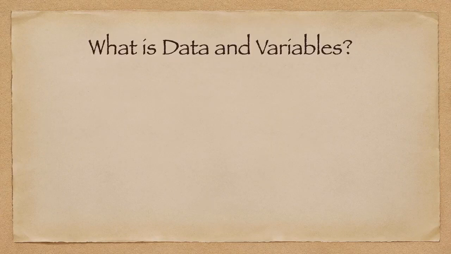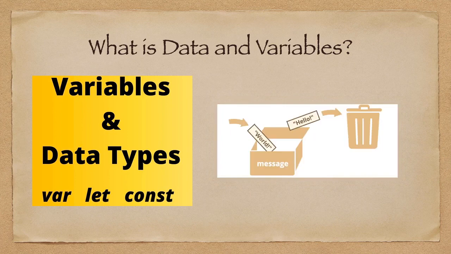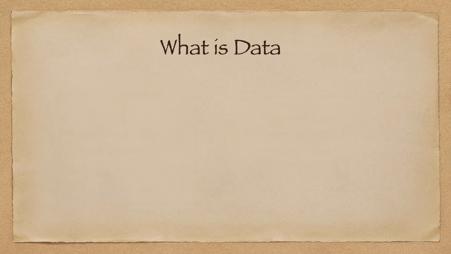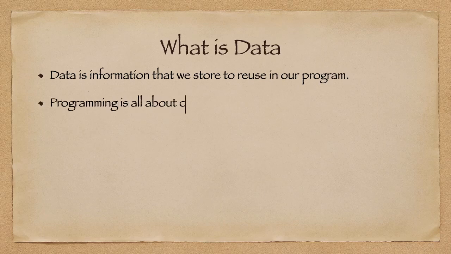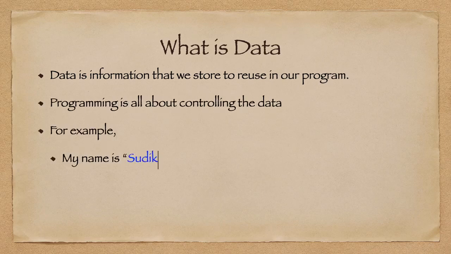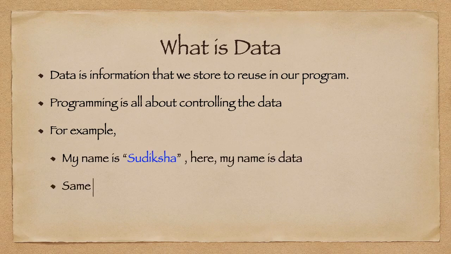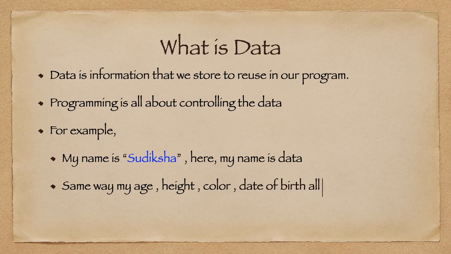Today, we're going to learn about data and variables. What is data? Data is information that we store to reuse in our program. Programming is all about controlling the data. For example, my name is Sidiksha. Here, my name is data. Same way, my age, height, color, date of birth are all data about me.